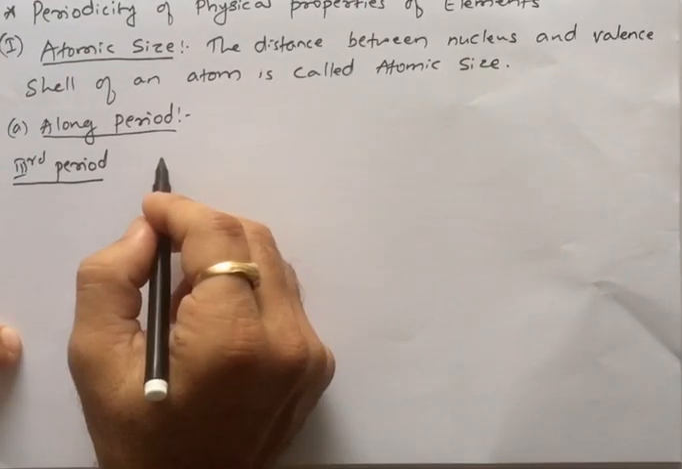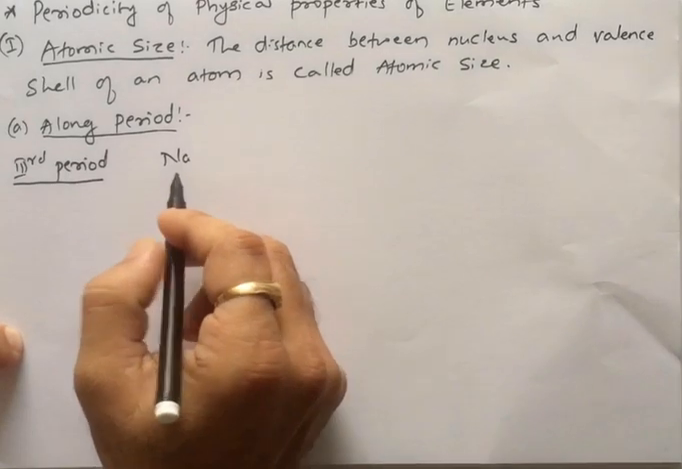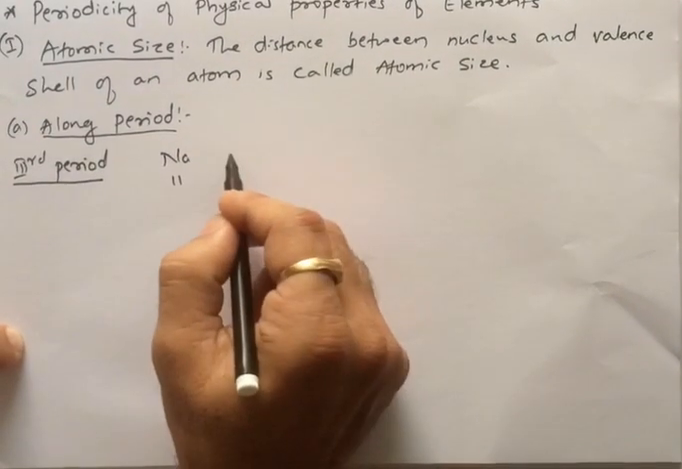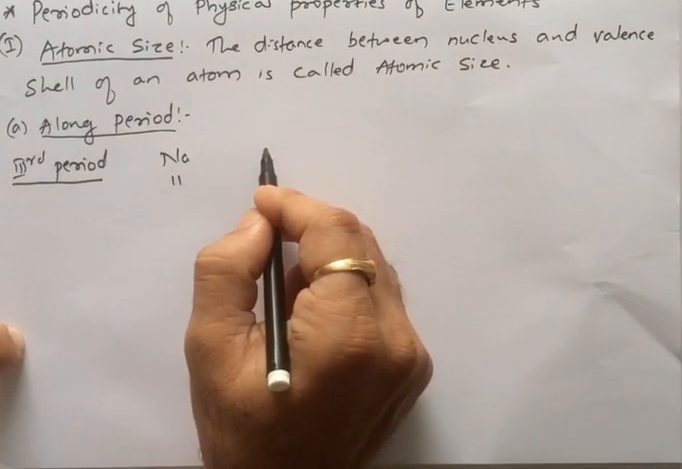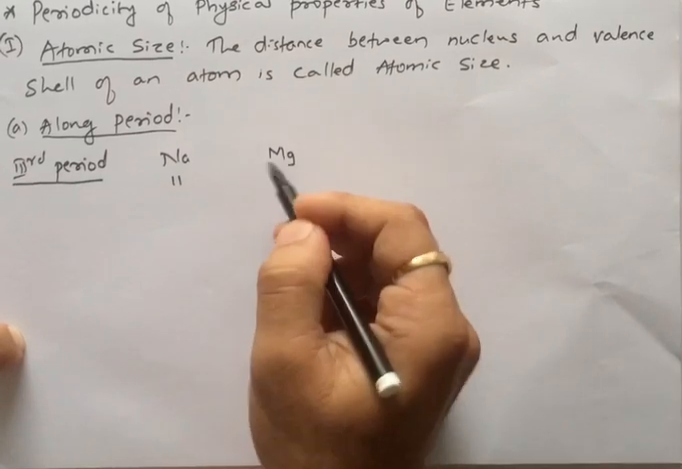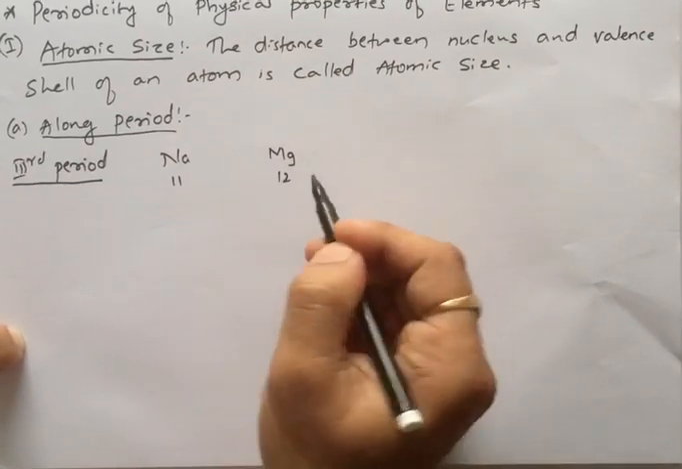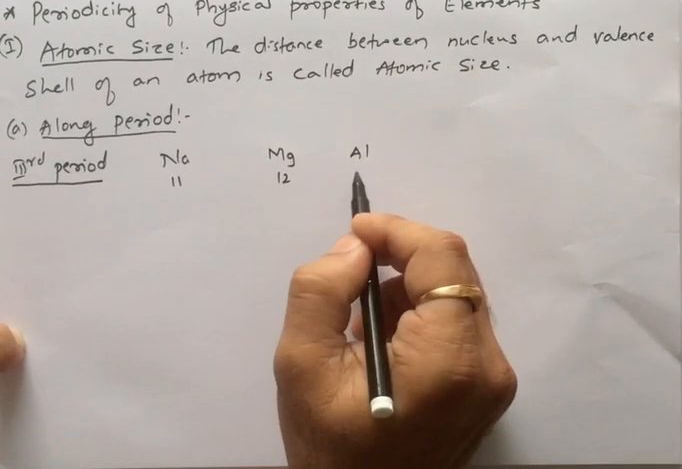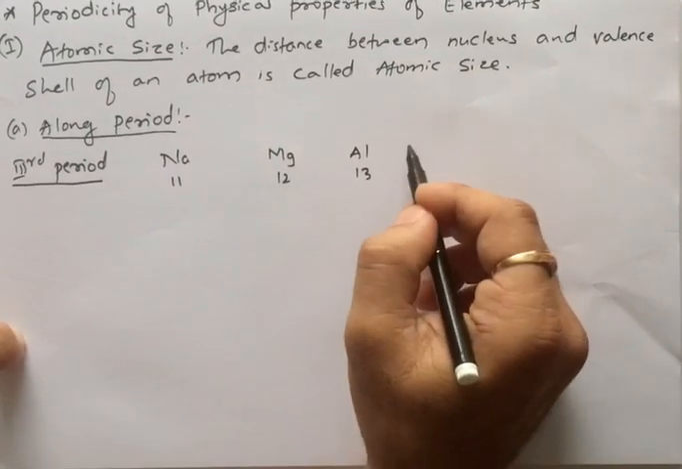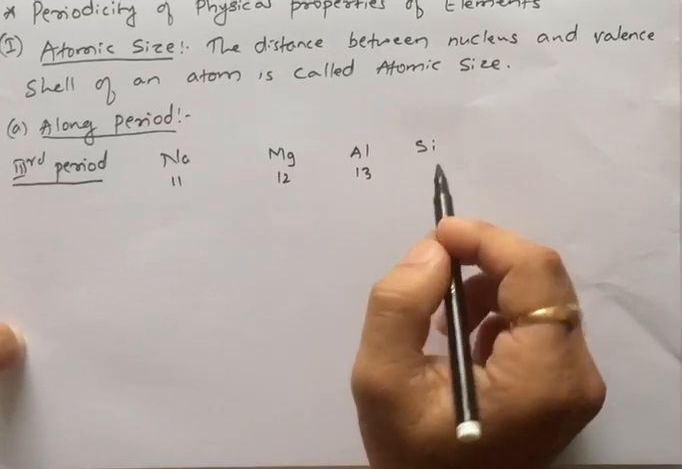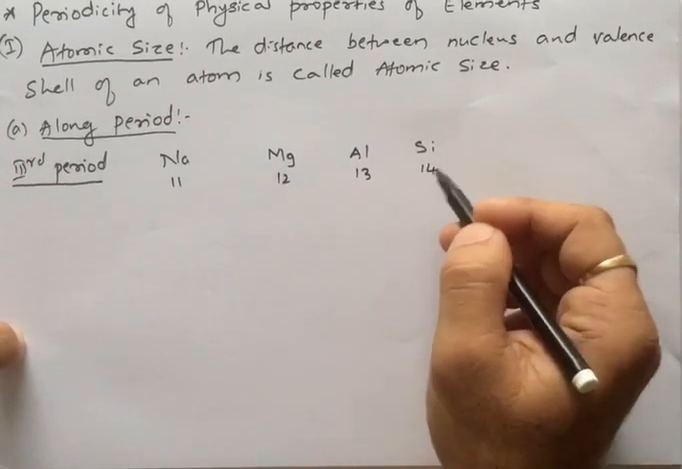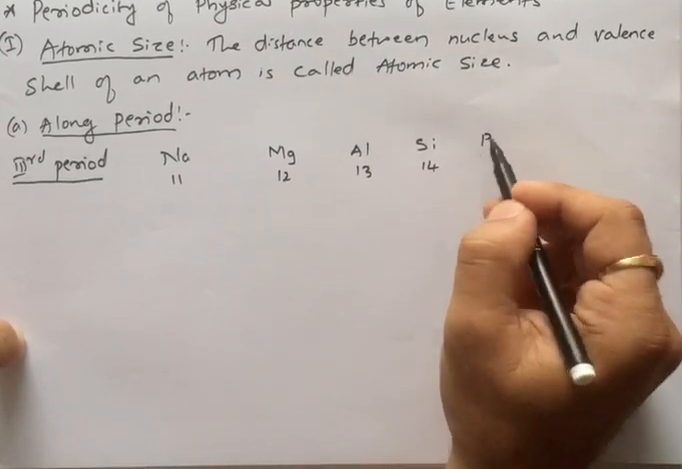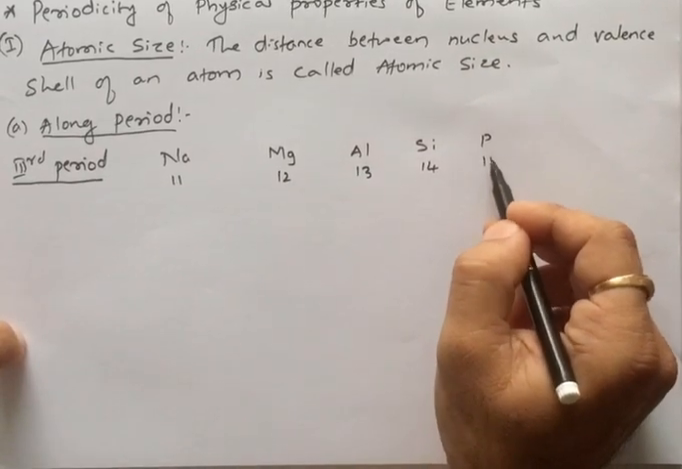then the first element is sodium Na. The atomic number is 11. Next one is magnesium Mg, whose atomic number is 12. Third one is aluminium Al, whose atomic number is 13. Fourth one is silicon, whose atomic number is 14. Fifth one is phosphorus, whose atomic number is 15. Correct or no?